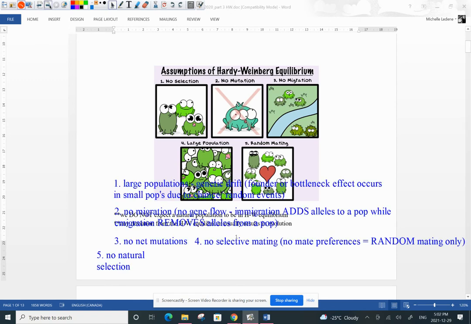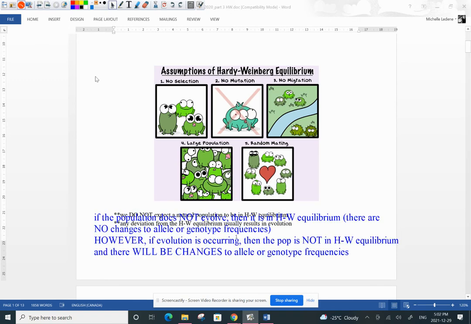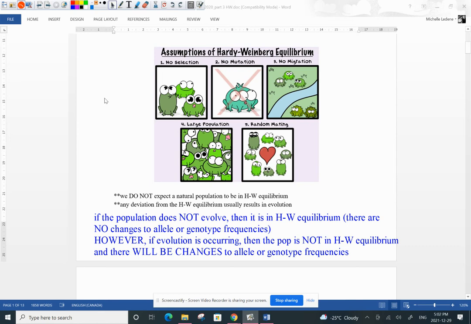As you can probably tell, we do not expect a real life population to have this Hardy-Weinberg equilibrium, right? These conditions are not realistic. Again, that's why this is a model. It's used to predict how a population may change. So if the population does not evolve, if it's not undergoing any changes in the alleles or the genotypes in the population, then that population, because it's not evolving, is said to be in Hardy-Weinberg equilibrium.